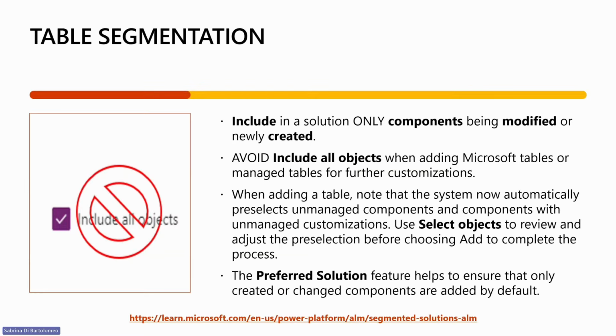One of the main reasons why solutions are big and take a huge amount of time to import is the lack of table segmentation. Segmentation means including in the solution only what is new or has changed. When a Microsoft table is added to a solution in order to create, for example, new forms or new columns, the option Include All Objects should never be selected. This option may only make sense for custom tables, not for standard Microsoft tables.